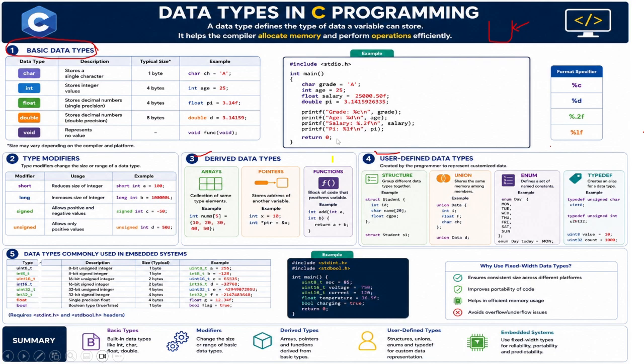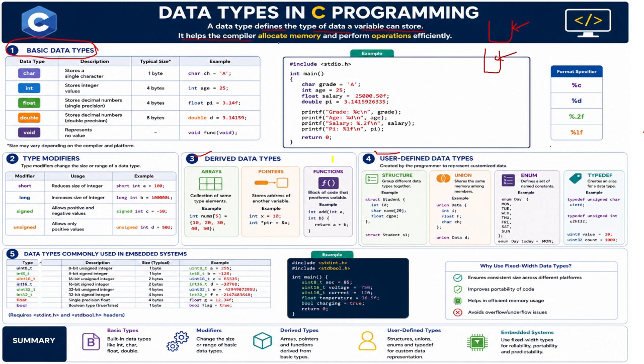So hello guys, in this video we will discuss the data types in C programming. First of all, we will understand what a data type is. In the previous class we discussed variables. A variable is a container which holds some values, and what kind of value it can hold can be defined by the use of a data type. So a data type defines the type of data a variable can store.